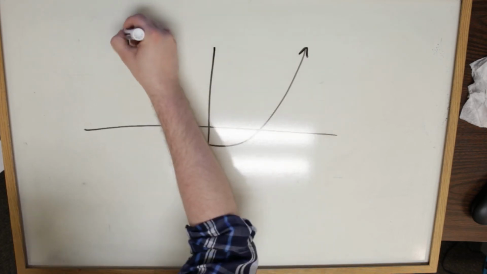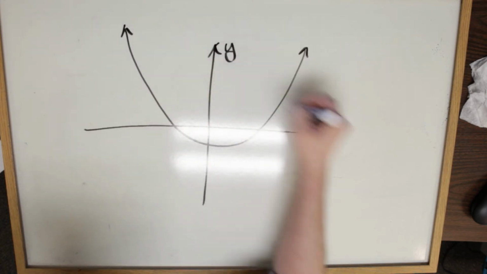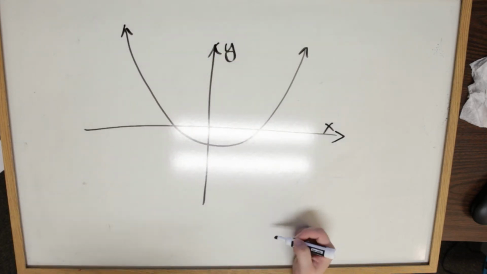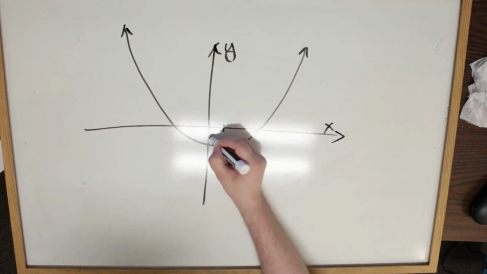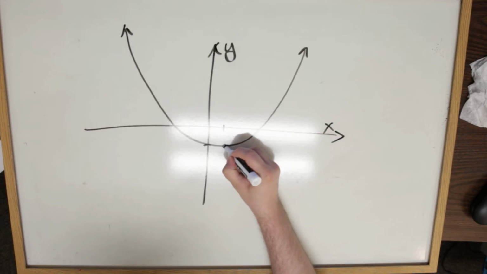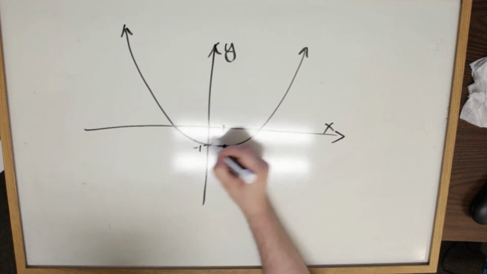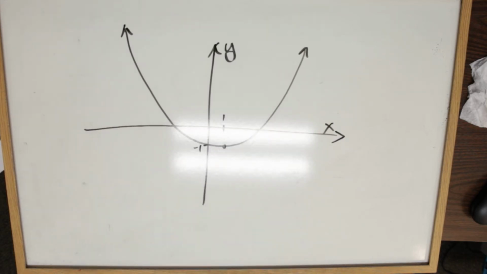Okay. Here's my y-axis, here's my x-axis. Let's just label this right there. This is going to be minus 1, 1, okay? So when we look at this function here, which it is a function, you can see that if I drew a vertical line at every single point, it's only going to touch the function at one place.